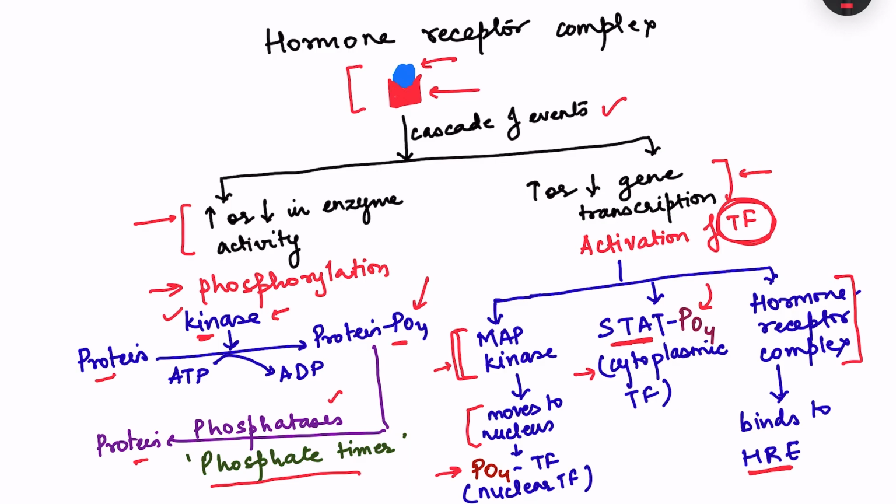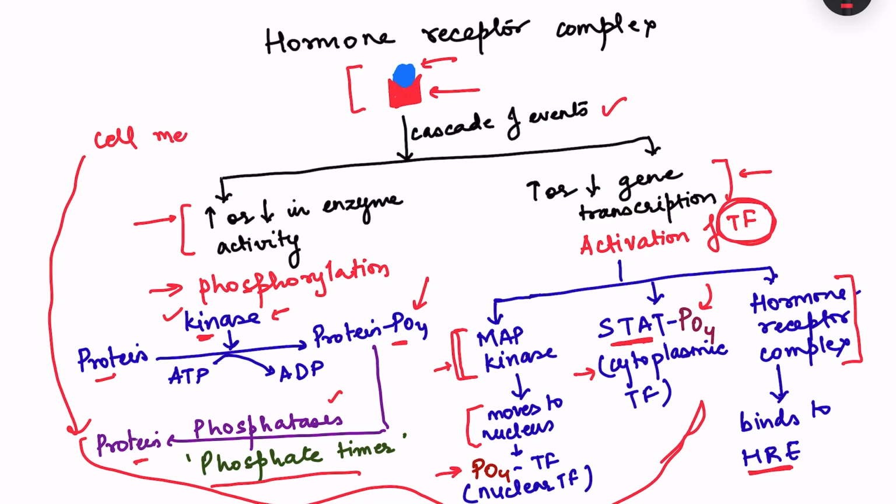Now, most of these mechanisms, this increase or decrease in the enzyme activity and the activation of the transcription factors, are brought about mainly by the cell membrane receptors. So when ligands bind to cell membrane receptors, these different kinds of mechanisms can be activated. However, the formation of the hormone receptor complex and increase or decrease in gene transcription is brought about by binding of the ligand to the receptor which is present within the cytoplasm or in the nucleus.